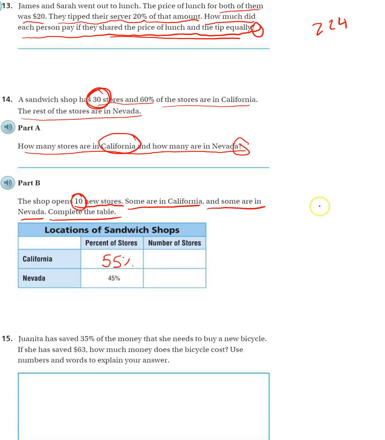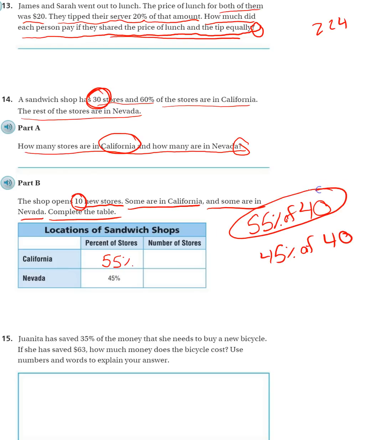They added 10 more, so now we have 40 total stores. And so we need to find 55% of 40 and 45% of 40. Okay, this is going to tell you how many stores are in California, and this is going to tell you how many stores are in Nevada. So again, same math, same setup. You can rewind your video to see how we find 55% of a number or 45% of a number.